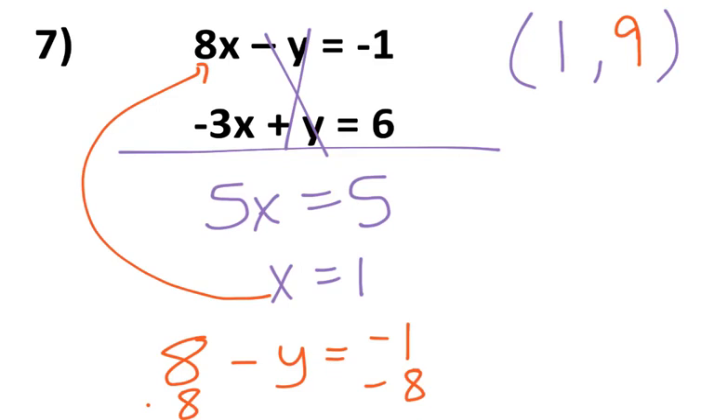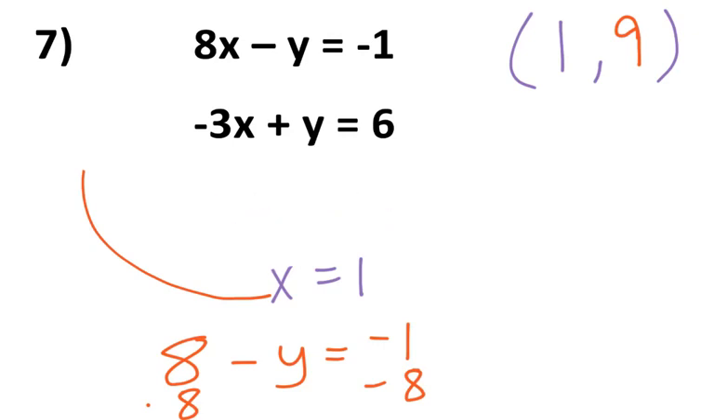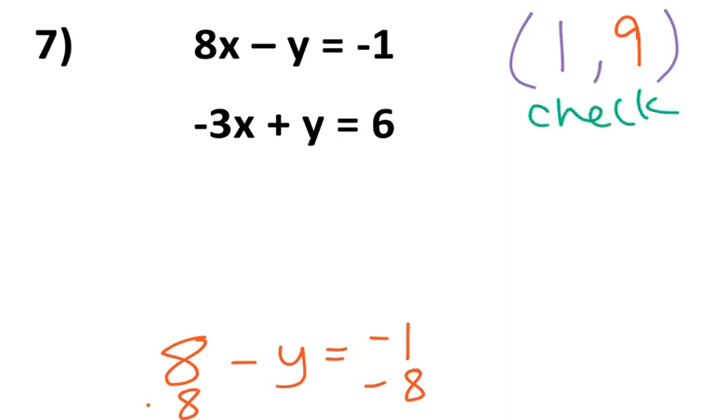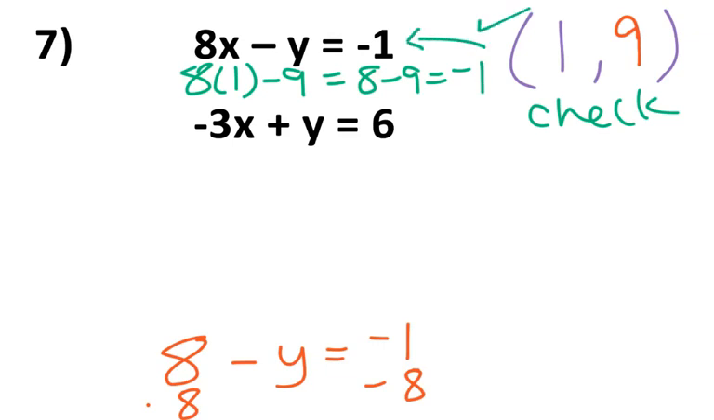Going back to other things we've talked about, please remember that you're solving a system, which means you're finding the intersection of these two lines, which means that whatever your solution is, it has to work in both equations. So you could still check this. I could take the first equation and say 8 times 1 minus 9. That's going to be 8 minus 9 equals -1, which is what it's supposed to be. Check. Now do the other one.